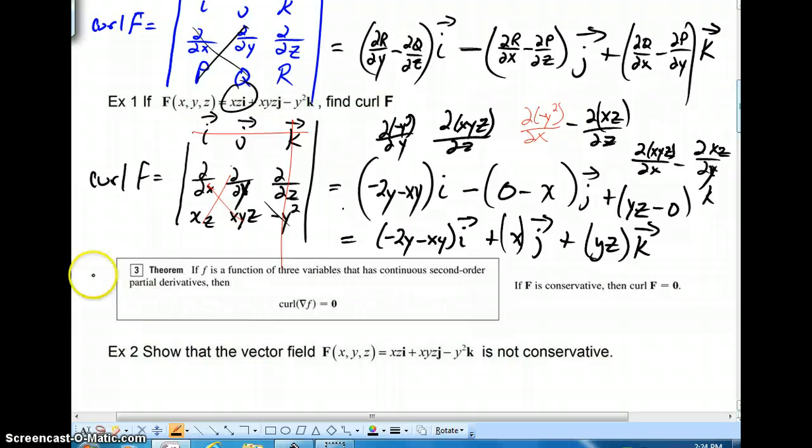The curl of a gradient, in our next theorem, you could prove this very quickly. It's going to be 0. And then following this up, if f is conservative, meaning that function f is equal to the gradient of little f, the curl is 0.